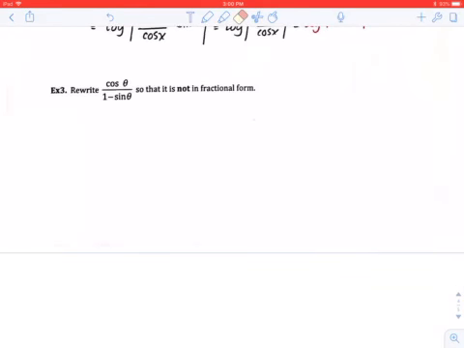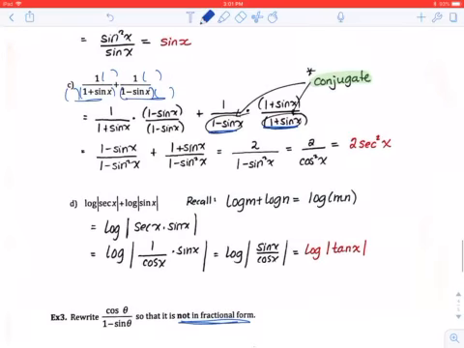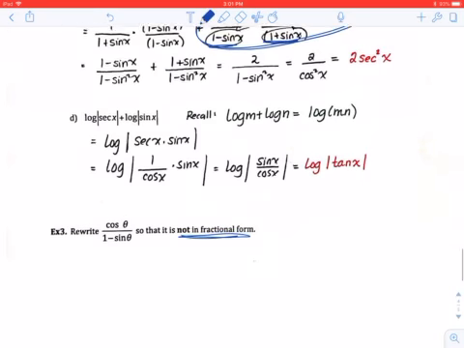Our last question, you have to get it so it's not in fractional form. Your only option is, this is my hint, conjugate. So pause and try it on your own, and then you can compare your answer with mine when you're done.